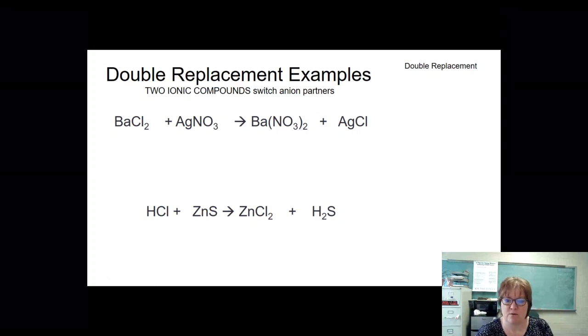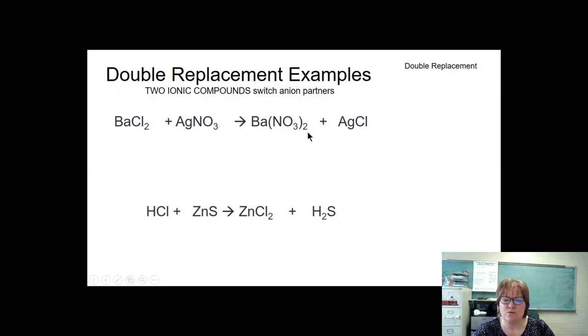Here I have barium chloride plus silver nitrate. Notice that we had barium ion here and silver ion here. I still have barium ion and silver ion, but now here barium was paired with chloride ion. Now silver is paired with chloride ion. And here silver ion was paired with nitrate ion. Now barium ion is paired with nitrate ion.